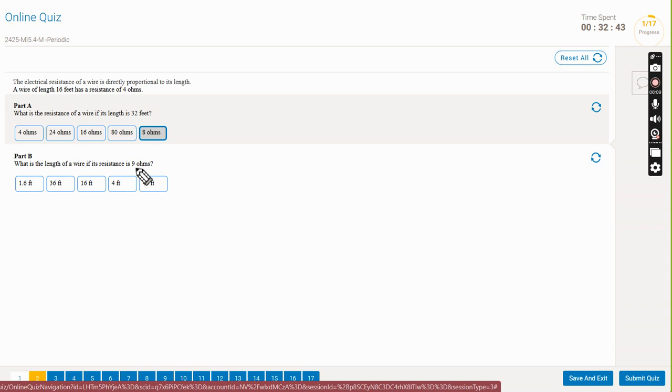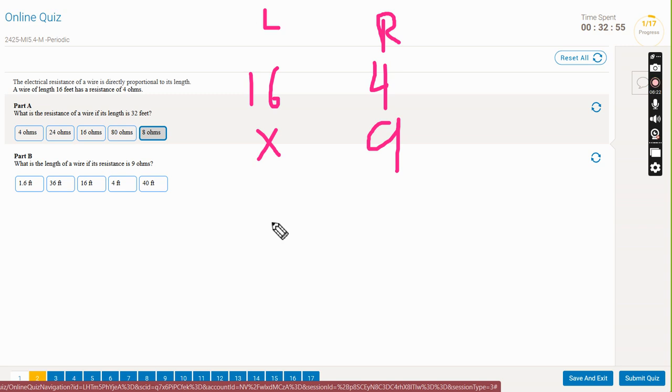What is the length of a wire if its resistance is 9 ohms? So again, you can do the cross multiplication way. 16 feet is the length. The resistance is 4 ohms. At the bottom, 9 ohms is given to you. X is the length here. So now, 9 times 16 will give you 144, which equals 4x. Now remember, we'll just divide here by 4. What do we get?